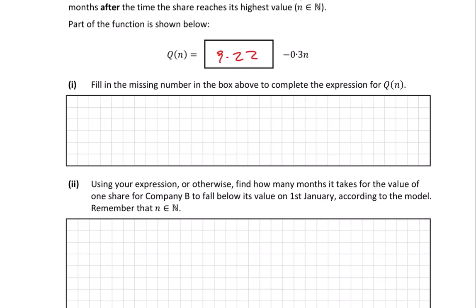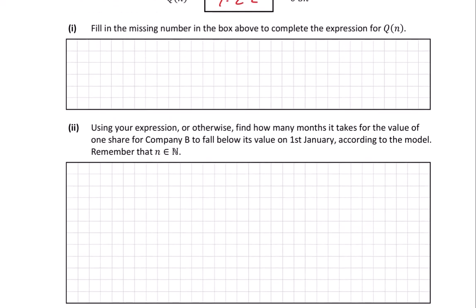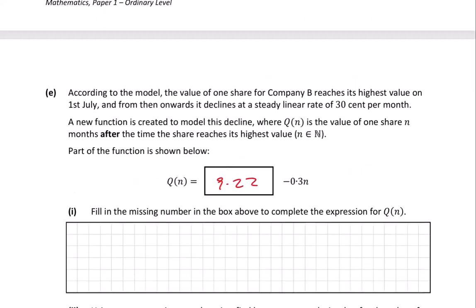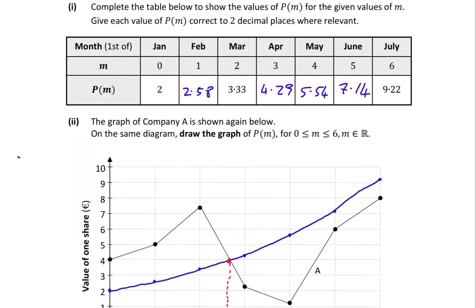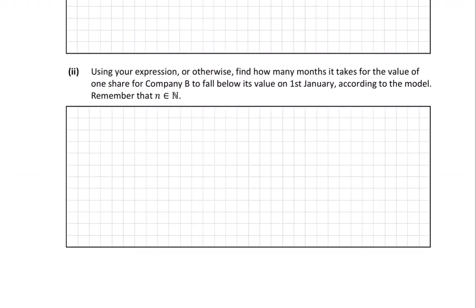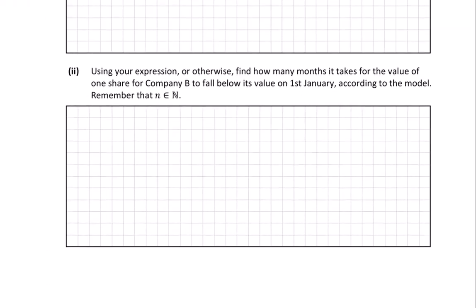Use your expression or otherwise find how many months it would take the value of one share for company B to fall below its value on the 1st of January according to the model. So the 1st of January, we look up here, and we're looking at 2 euros. So it needs to get below 2 euros. So what you would do is you would take the 9.22 minus 0.3 n, and you want that to be less than 2 euros. So you just got to solve this.